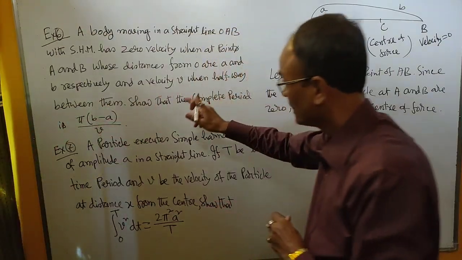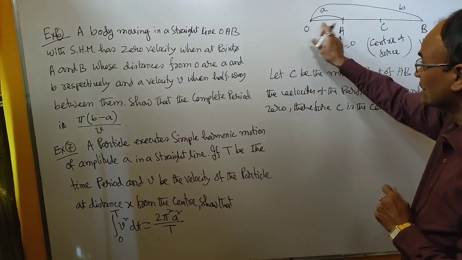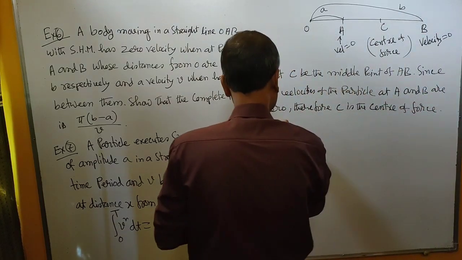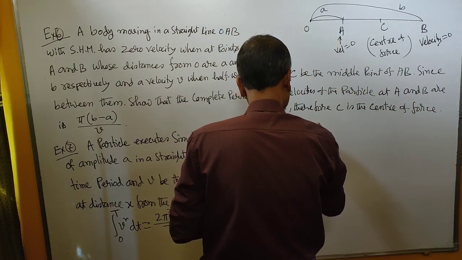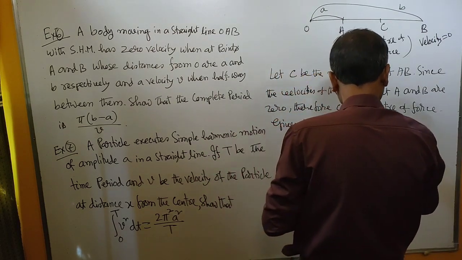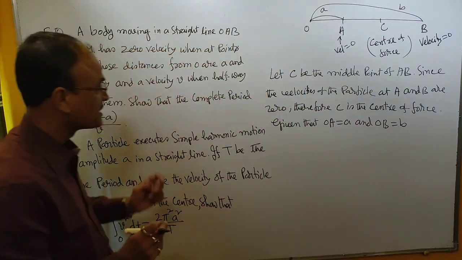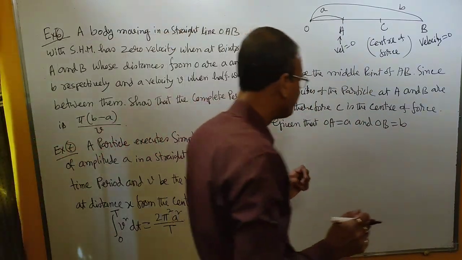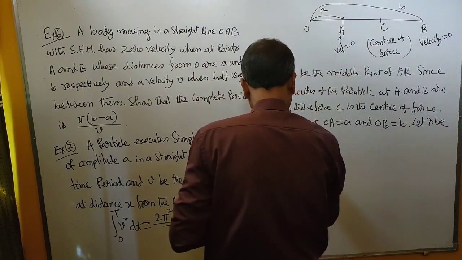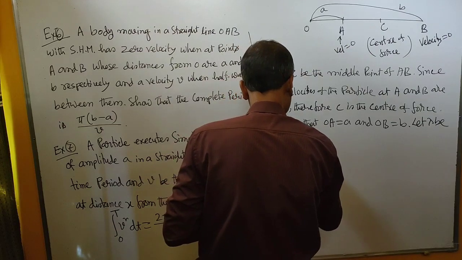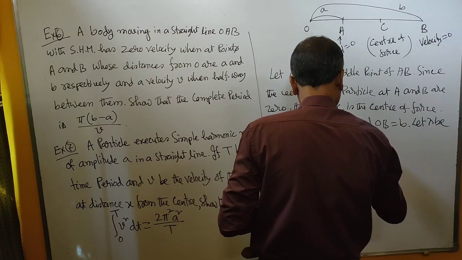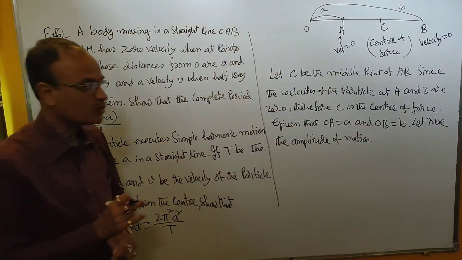Next, OA is given to be small a, OB is given to be small b. Given that OA equal to small a and OB equal to small b. Let lambda be the amplitude of motion.